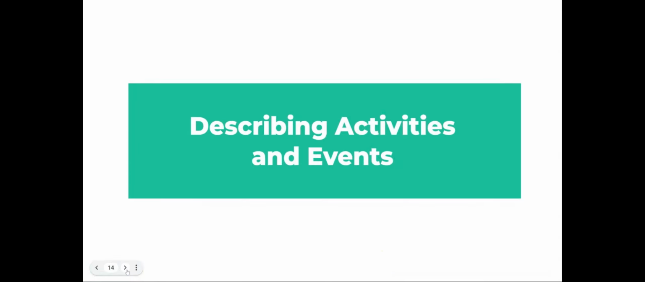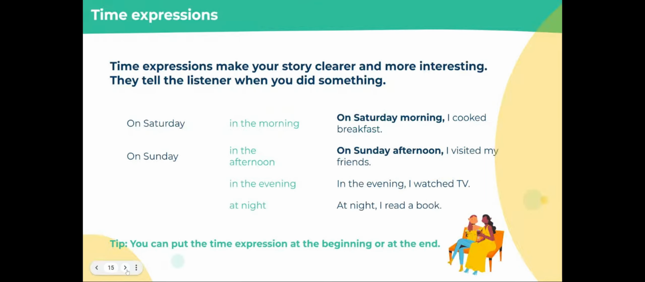Well, let's move on to number 2, which is describing activities and events. To help us do that, we use time expressions. Okay, so time expressions make your story clearer and more interesting. They tell the listener when you did something. Okay, they create accurate context and clarity to our language.